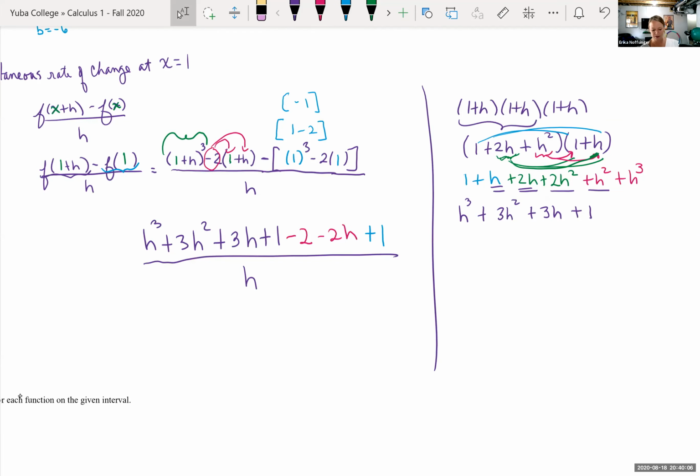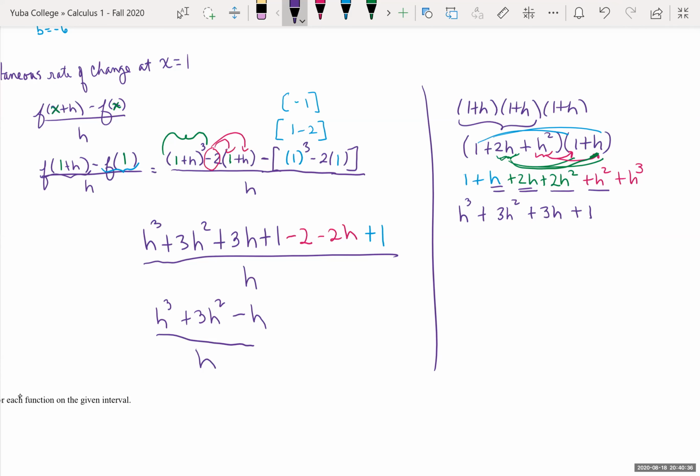Okay, so let's combine like terms in our numerator. We have no other term with h cubed, so let's just rewrite it. We have a 3h squared, there's no other h squared, so let's just rewrite it. We have a 3h minus a 2h, that's a minus h. And we have a 1 minus 2 is negative 1, and negative 1 plus this 1 over here cancels, all over h. Is it a minus or a plus h? Let me just go back. You're right, plus h. Positive 3h minus 2h is a plus h.